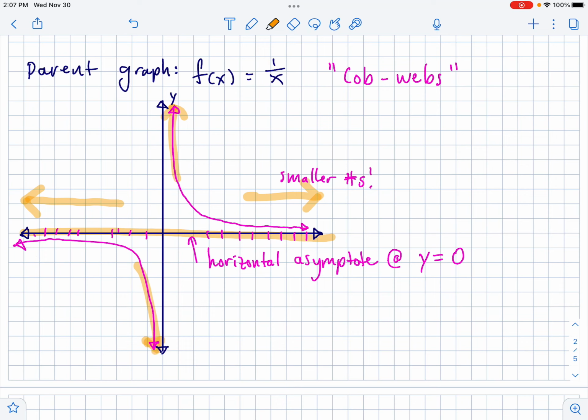Now, the reason that this heads up to positive infinity and negative infinity as you get really close to the y-axis, well, is because you can't divide by 0. That's the reason that there's a vertical asymptote here. So every rational graph has two asymptotes. It has a vertical and a horizontal asymptote. And this one is at x is equal to 0.